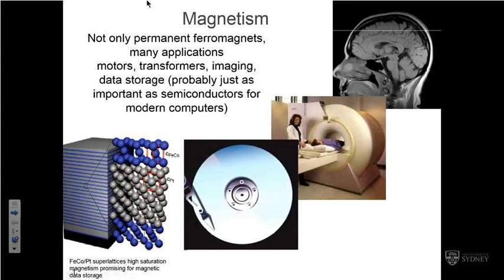So this is the last topic that we're going to start. It's magnetism, and it's a very important topic in condensed matter physics. As you probably know, it's involved in many technological applications. Some of them are just sketched here. This one's a particularly nice example.